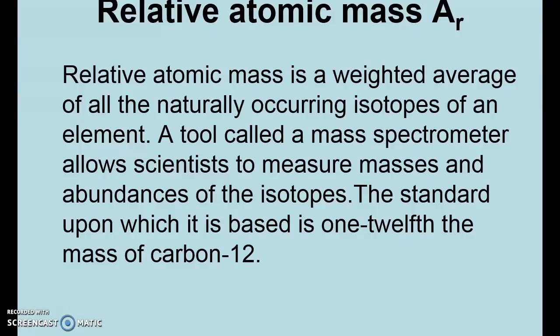And to begin with, we're going to talk about relative atomic mass. So these are the masses that are the decimal numbers that we find on the periodic table. And you should know that those masses are weighted averages of all the naturally occurring isotopes of an element. We take a tool called a mass spectrometer, which allows scientists to measure the masses and the abundances, or how often they are found in nature. And the standard upon which relative atomic mass is based is 1/12 the mass of a carbon atom. And I'll speak to how that is used for the relative atomic mass in just a moment.